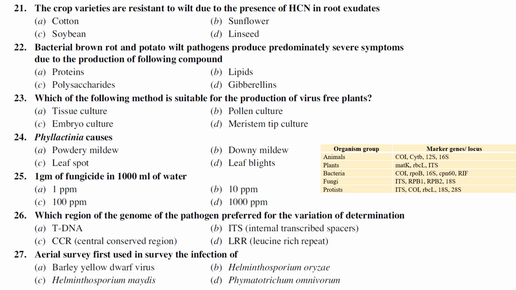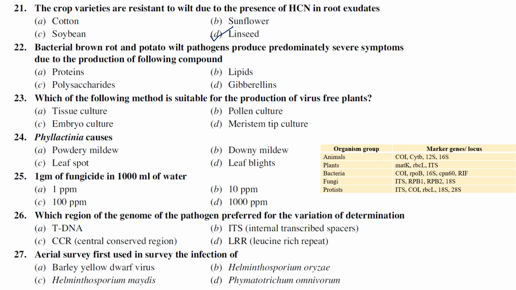Which crop varieties are resistant to wilt due to the presence of HCN, hydrogen cyanide, in root exudates? Cotton, sunflower, soybean, linseed. The answer is actually linseed, because linseed roots contain hydrogen cyanide, so wilt disease is very rare in linseed, and in most cases we cannot see wilt because the root exudates contain hydrogen cyanide. It can easily inhibit or kill the wilt pathogen.